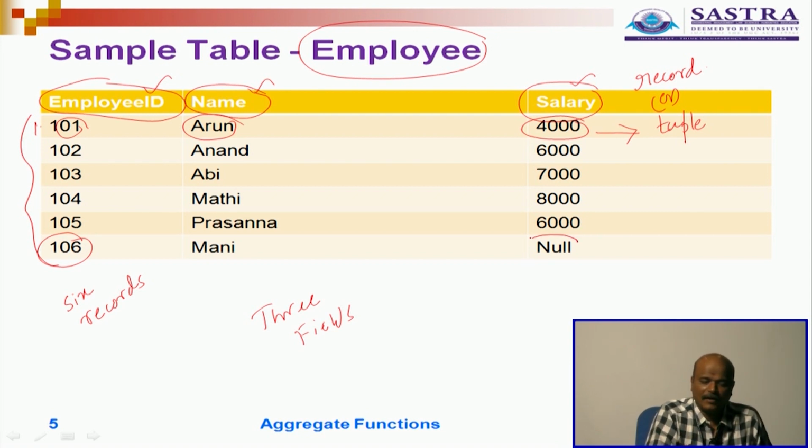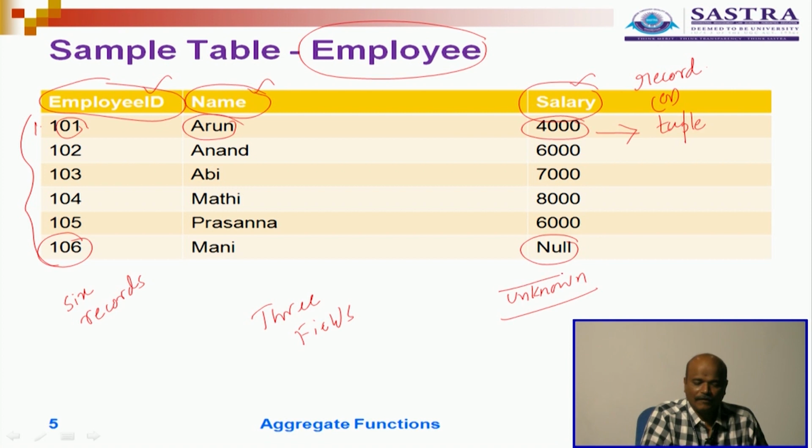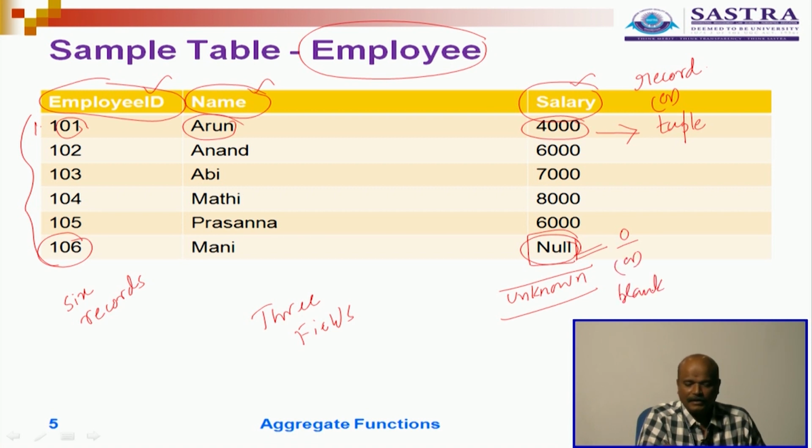For this salary column, the value is updated as null. Currently the salary for that particular employee is not known, or it is unknown. If the value is unknown, in SQL you can use the keyword null. Whenever you use null, it does not represent the value 0, or if it is a character data type, it does not represent a blank space.